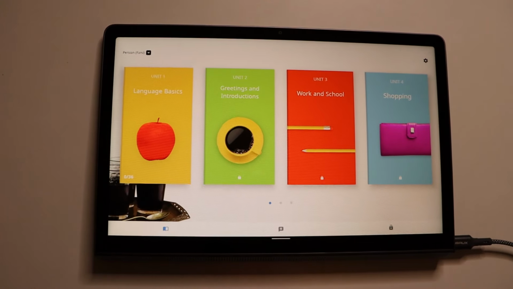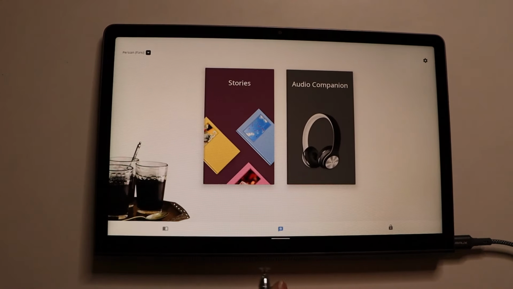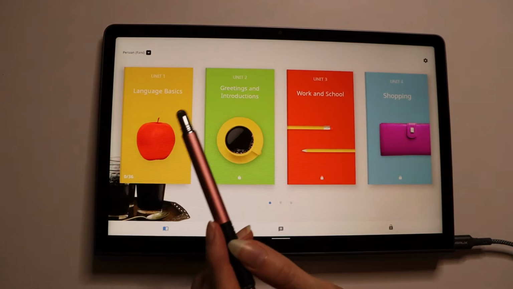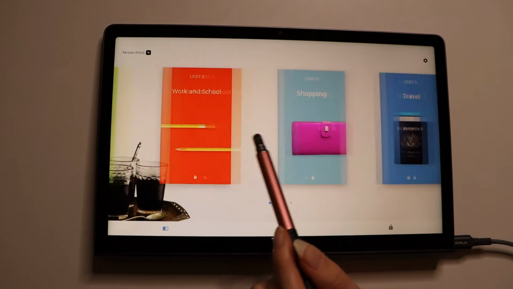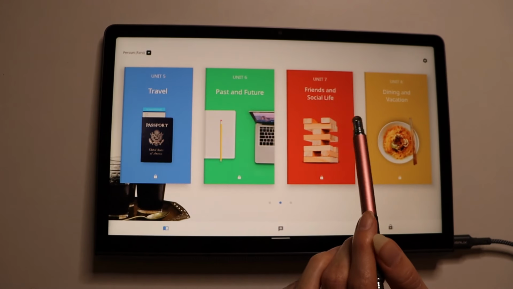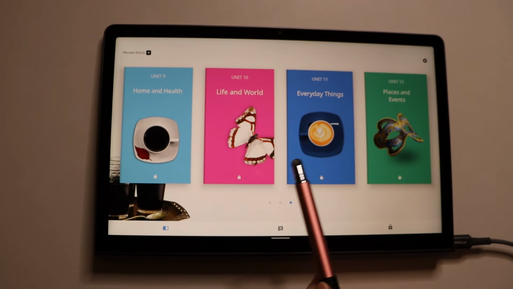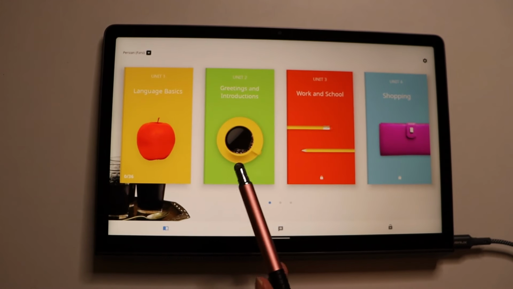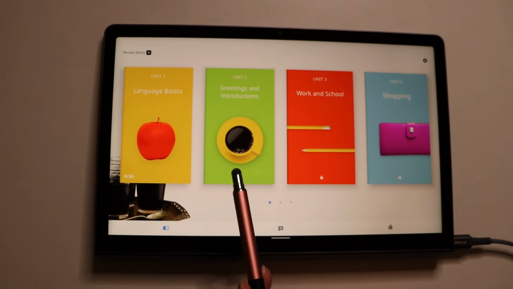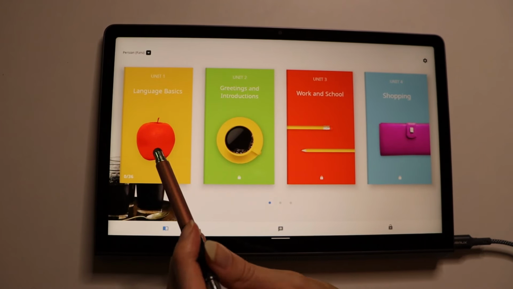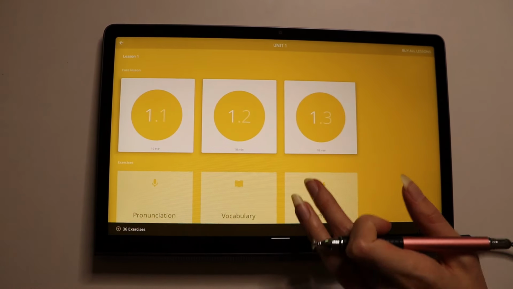So I guess we will start with the basics. Like, they have different units here. Also, let's just see what else we have in this app. Okay, stories, audio companion, I guess this is for the understanding, alright, and then the subscription part, alright. So they have different units: language basics, greetings and introductions, work and school, shopping, travel, past and future, friends and social life, dining and vacation, home and health, life and world, everyday things, and places and events. And I think you will need a subscription to work on these other units, and only the first one is for free. And then it says 0 out of 36, so maybe it has like 36 subcategories, I guess.